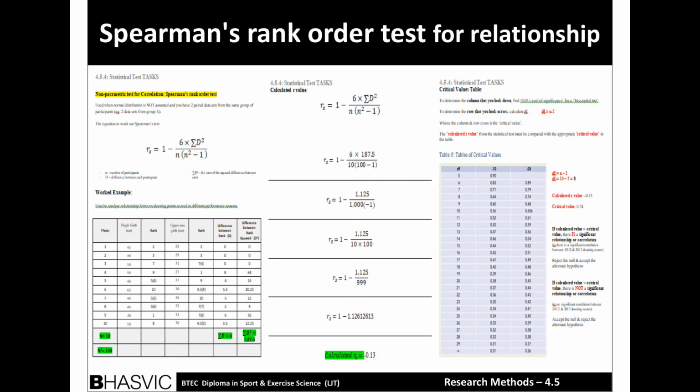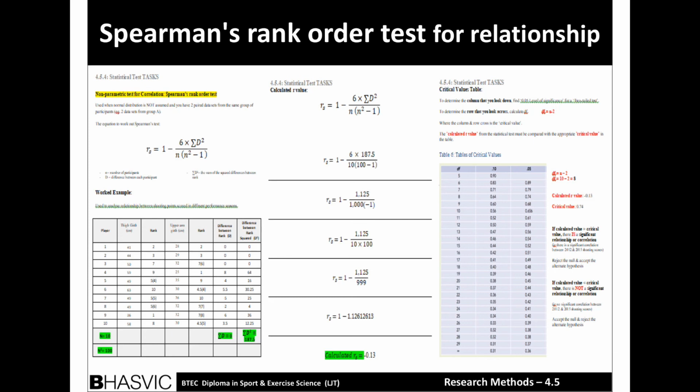Then find out how many participants were involved and square that number, which should be clearly placed below. The difference between the ranks should always be 0, and the difference between rank squared should also be worked out. Here it is 187.5. Once all the boxes have been filled out and the calculations completed, you are then able to complete the equation. Once the equation has been completed, the critical value must be completed.